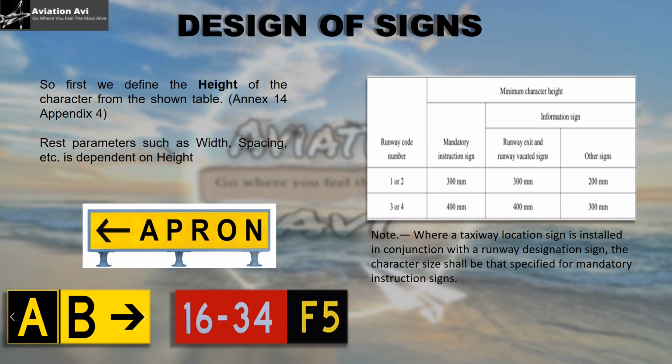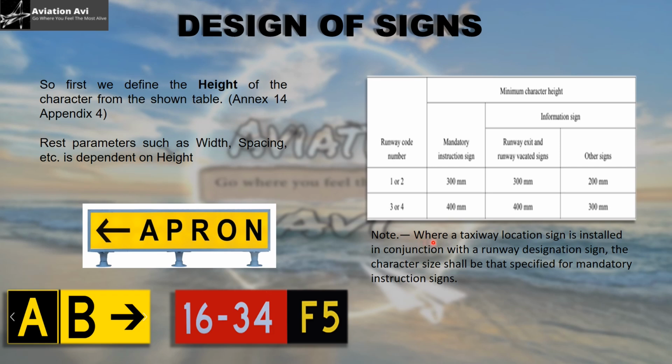What this means is, let's say you are designing a mandatory instruction sign. How do you know it is a mandatory instruction sign? It has a red background with white inscription. So this sign is supposed to have a character height of 400 millimeters, as you can see here. Now, in case you are designing an information sign, let's say a location sign, which is not a runway exit sign or runway vacated sign, in that case, the character height is supposed to be 300 millimeters, as you can see here.